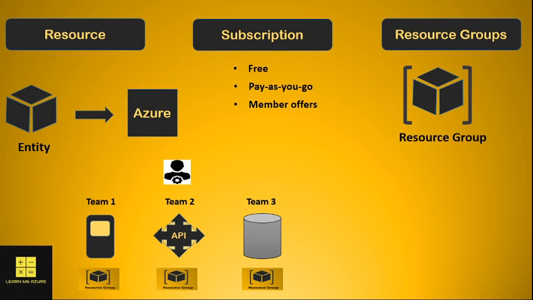Team one is using a few resources, which are logically grouped together in a specific resource group. Similarly, team two and team three also have created their respective resource groups under which their own sets of resources are created. The benefit of this is, for example, if a new developer joins the API team, it will be easy for the administrator to decide which resource group he needs access to. As he is part of the API team, the admin will give access to only that particular resource group, so that he will not have access to team one and team three resources.